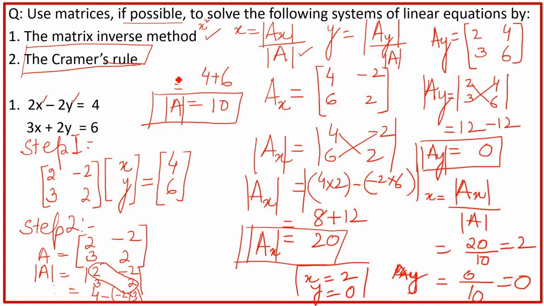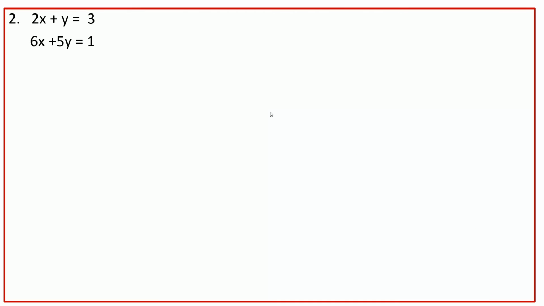So what are the 3 steps in Cramer's rule? First of all, you have to make the matrix with the help of the coefficients. Second step, you have to take the determinant. In the third step, we have to find out the values of a of x and a of y. One more question I will show you. This is step 1.